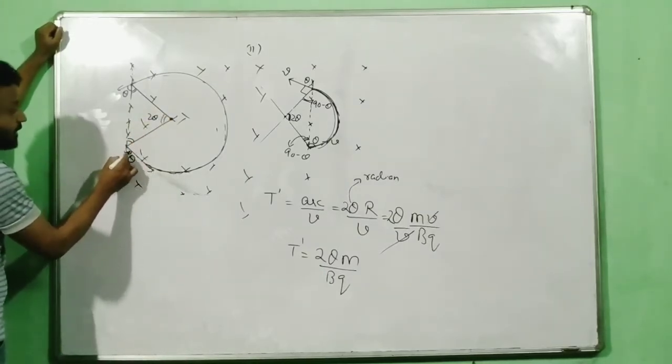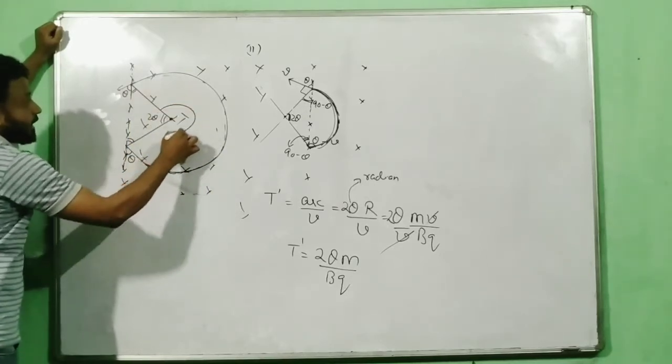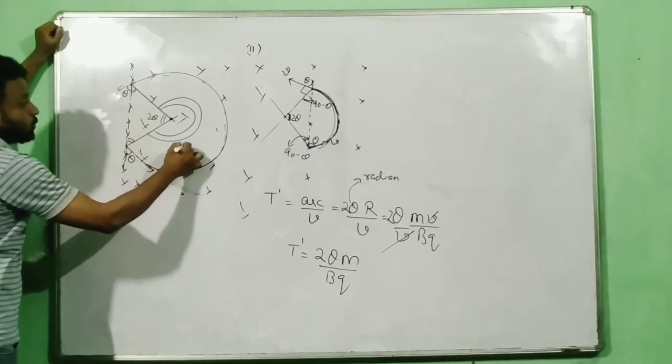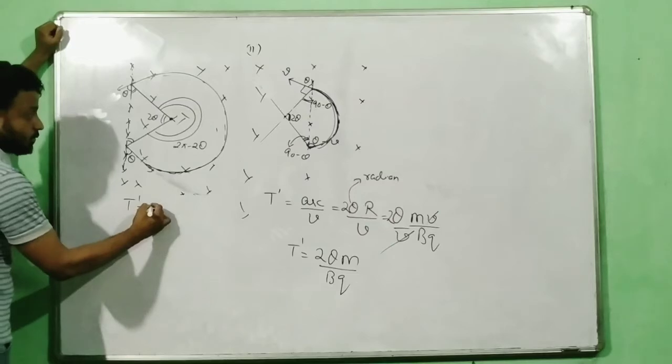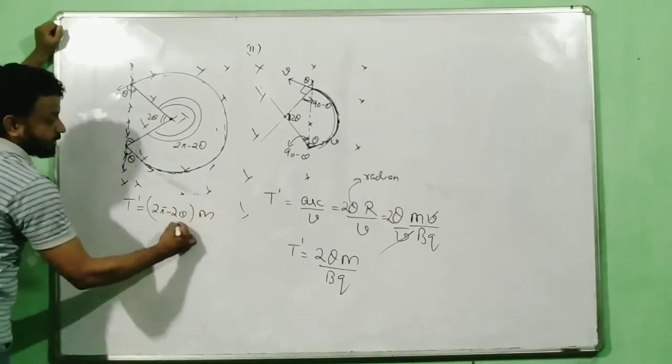But it started from here and it has traveled this arc. This is the arc. So basically in the formula this arc should come. And that arc is 2 pi minus 2 theta. So the formula will change. T dash equal to 2 pi minus 2 theta multiplied by m divided by dq.